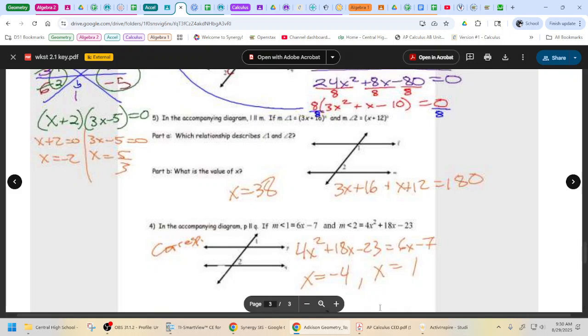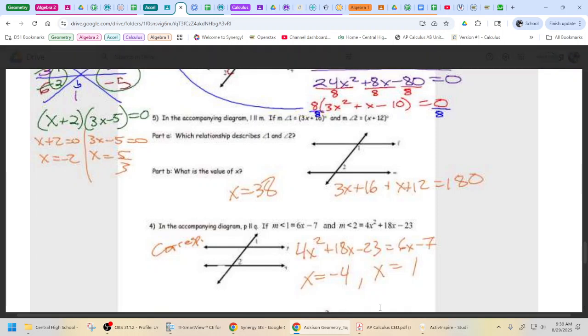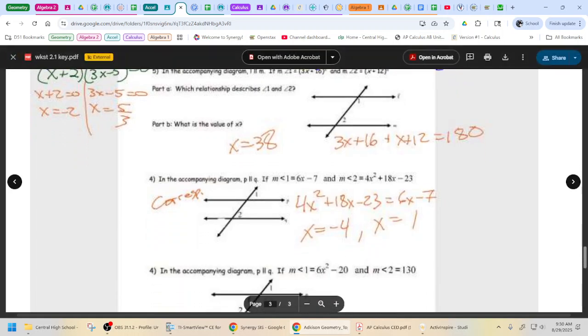So next one, measure of angle 1 is something I can't read. What does it say? Can you guys read it to me? 3x plus 16, is it squared? Oh, it's degrees, right? So this one's just linear, and these are what kind? Same side interior, so they just add to 180. So just set them equal to 180. Add them and set them equal to 180 and solve, get 38.